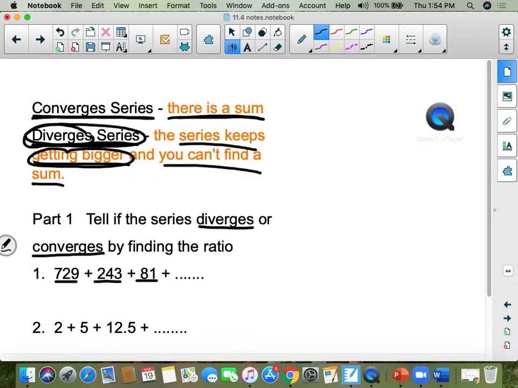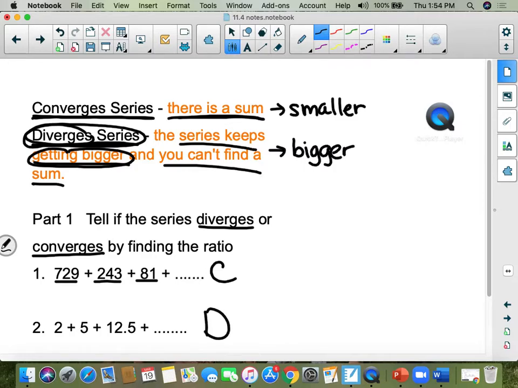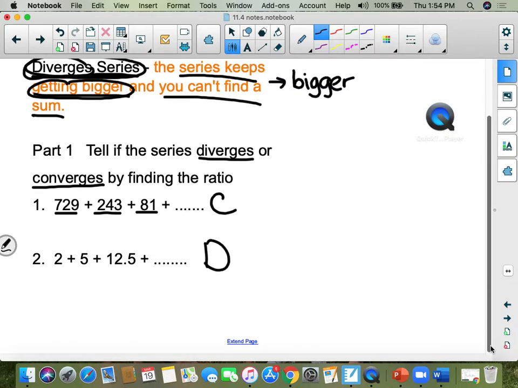If the numbers are getting smaller, it's converging. So these numbers are getting smaller. It's converging. The numbers are getting bigger. It's diverging. This one's diverging. The numbers are getting bigger. That's it for the first part of the assignment. Look to see if the numbers are getting bigger or smaller. I think you guys can handle the first part.